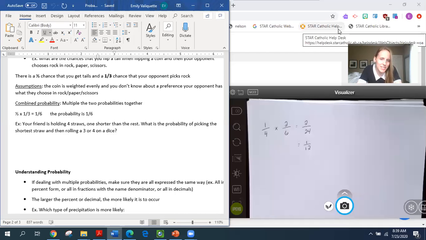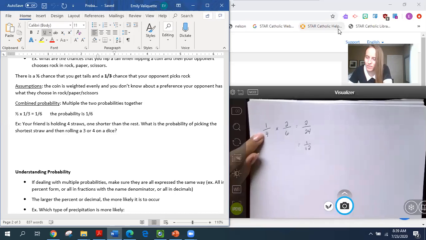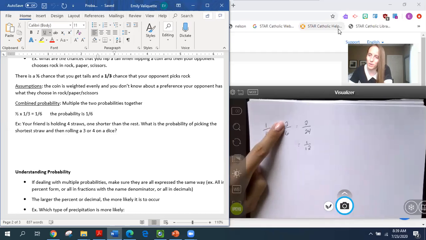Okay, so for this example, it says your friend is holding 4 straws, one is shorter than the rest. What is the probability of picking the shortest straw and then rolling a 3 or 4 on a dice? So the first fraction that I have here, the 1/4, is the probability of picking the shortest straw. There is 1 short straw out of 4 total straws. And then my second fraction here is the probability of rolling a 3 or 4 on a dice. So it gives us 2 possibilities, the 3 or the 4, out of the 6 different sides of a dice. And if it doesn't tell you how many sides are on the dice, assume it's a normal 6-sided die.